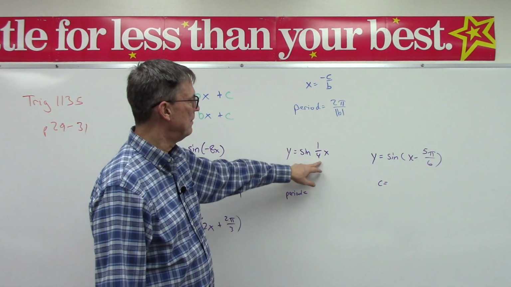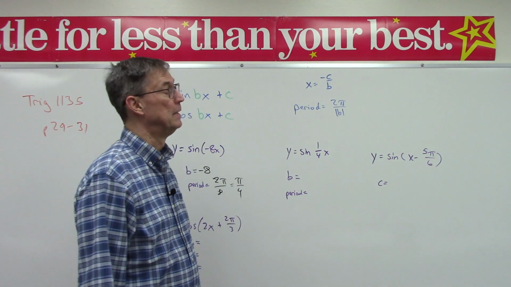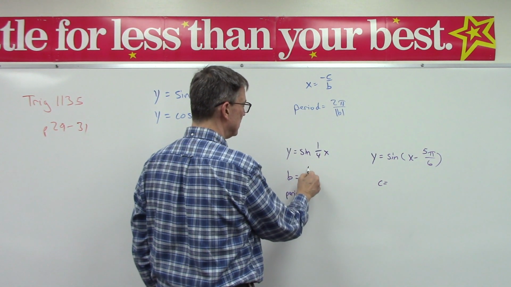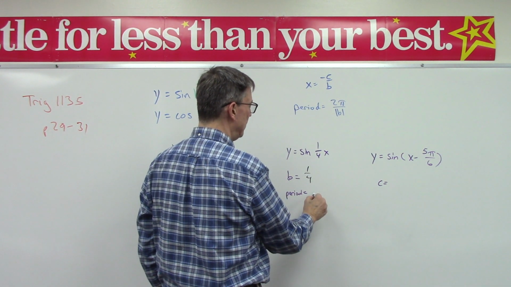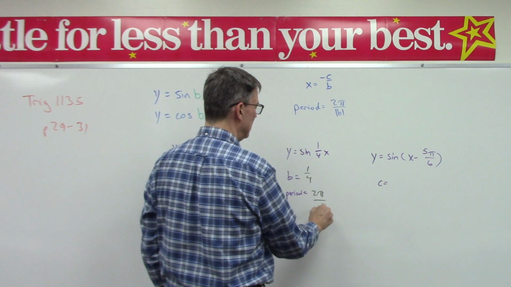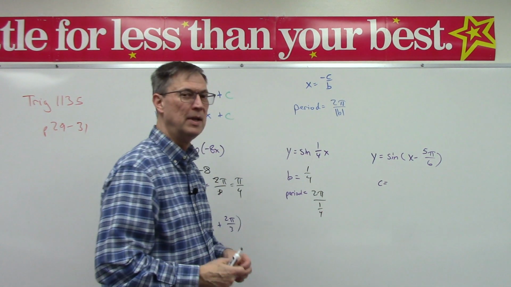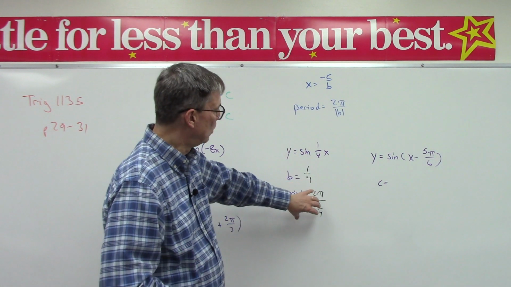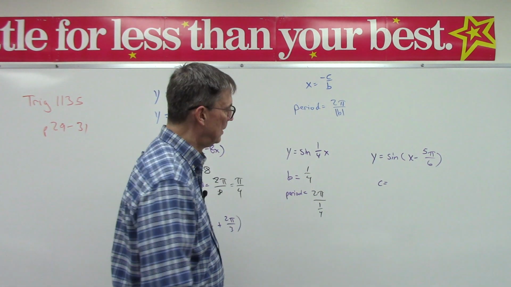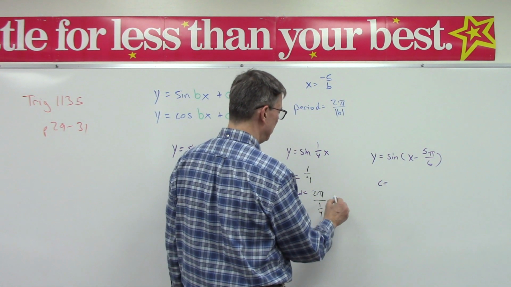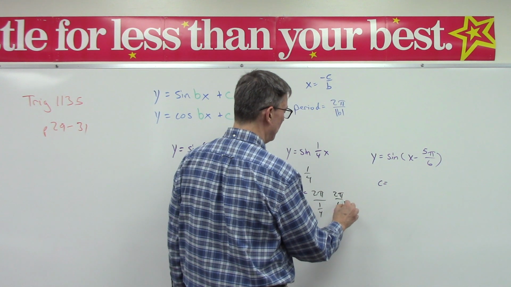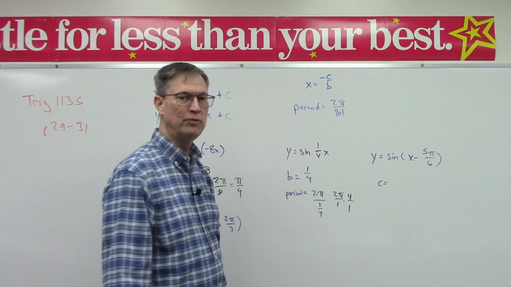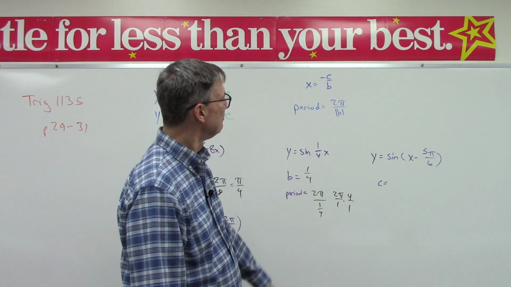Let's see what happens if we have a fraction that's less than 1. All right, so the b value, again, is whatever is in front of x, so that's easy, 1/4. The period is 2 pi divided by 1/4. And so you remember what we do with a fraction divided by a fraction is we multiply by the reciprocal. So I'll bring this up, and it becomes 2 pi over 1 times the reciprocal, 4 over 1. I'll let you finish that one. Okay?